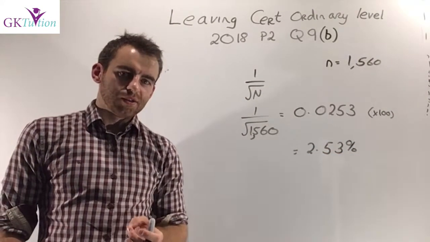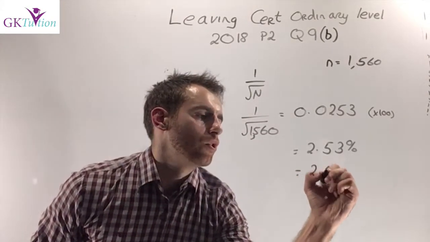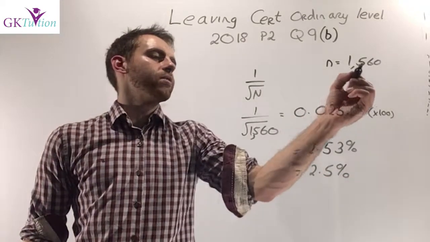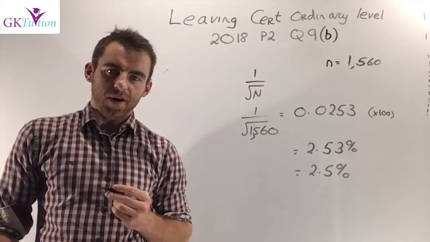But the question asked us to leave it to one decimal place, so I need to round down. My final answer is 2.5%. If you carry out a survey of 1,560 people, your margin of error is given as 2.5%.